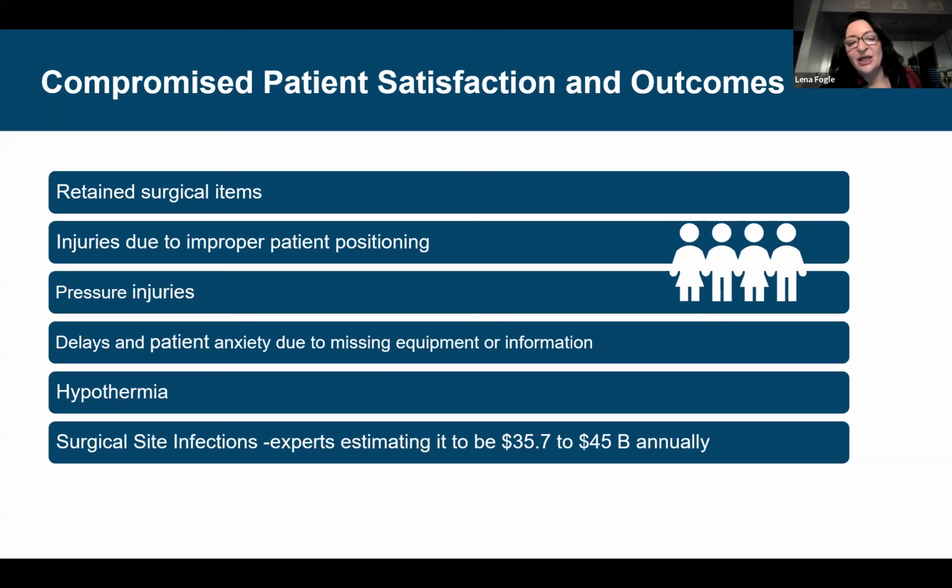Improper patient positioning, we all know that we can cause injuries through patient positioning. Pressure injuries are a big problem, and they're interesting because they have a delayed manifestation. So most surgery nurses will not know if patients coming out of the OR have the heralding lesion that will lead to a pressure injury down the road in 2 or 3 days. Of course, retained surgical items as well.